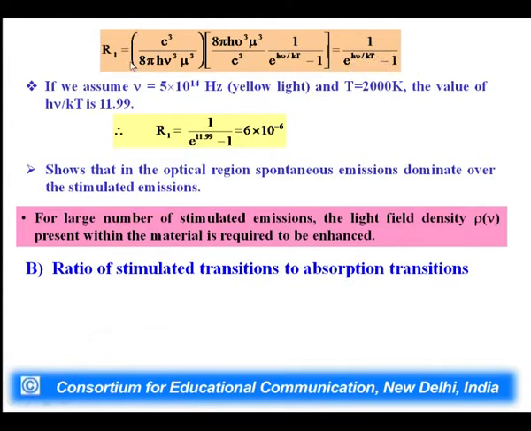This means that if we consider the ratio of spontaneous to stimulated emission, we have 1 by e power h nu divided by kT minus 1. If we assume the frequency is 5 into 10 power 14 hertz, the yellow light, and the temperature is 2000 Kelvin, the value of h nu divided by kT is 11.99, and we put this in the equation. Then R1 is equal to 1 by e power 11.99 minus 1, which is 6 into 10 power minus 6.